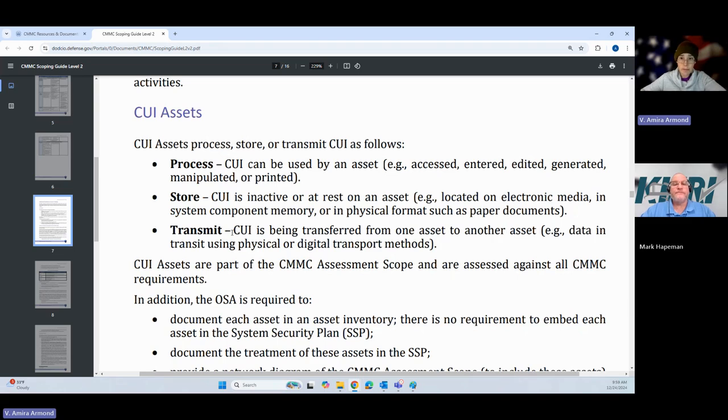An email server is actually an excellent example of all three of these, where the server might be processing the email to see whether it matches data loss prevention rules or whether it has malware in it. It would be storing it on the hard drive so that the user can open up their mailbox and see it later, and it would be transmitting it to get it or to receive it.